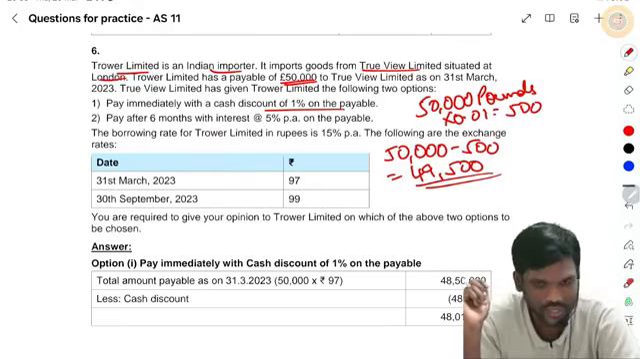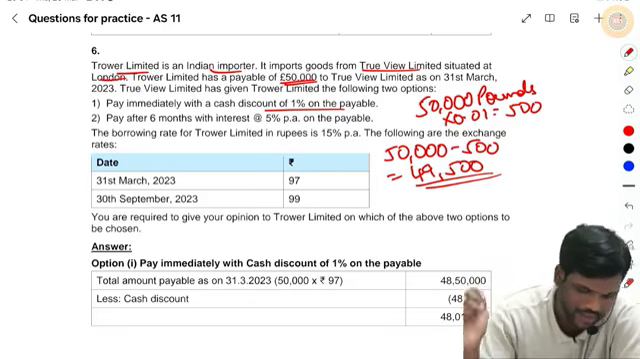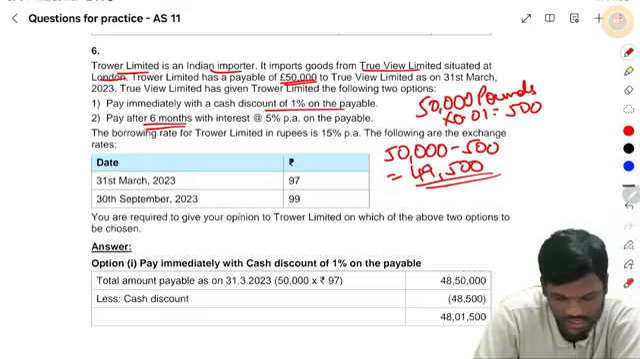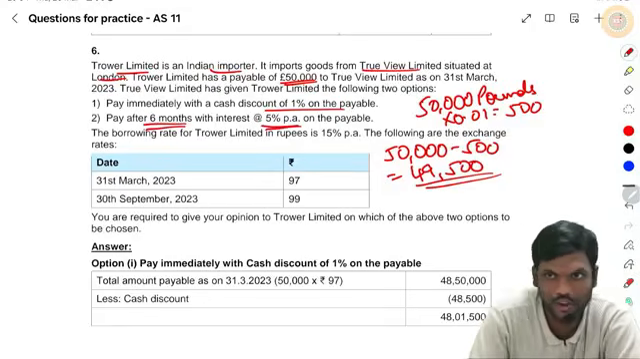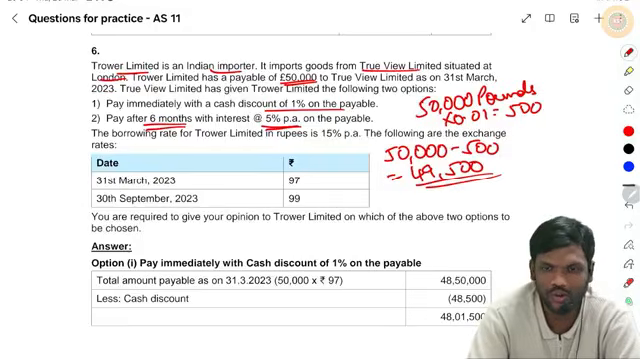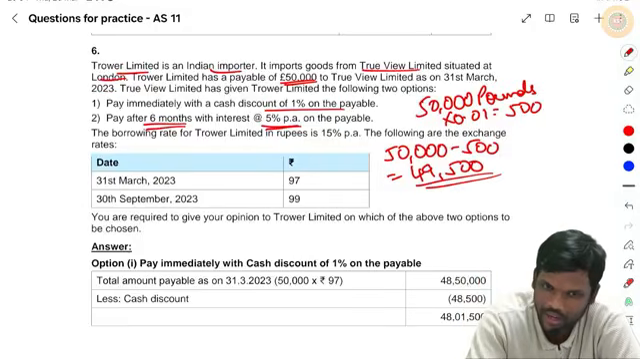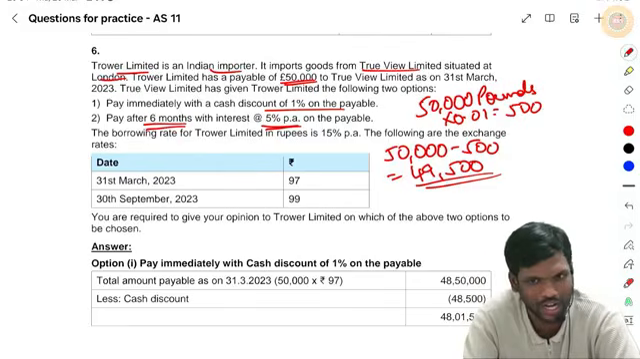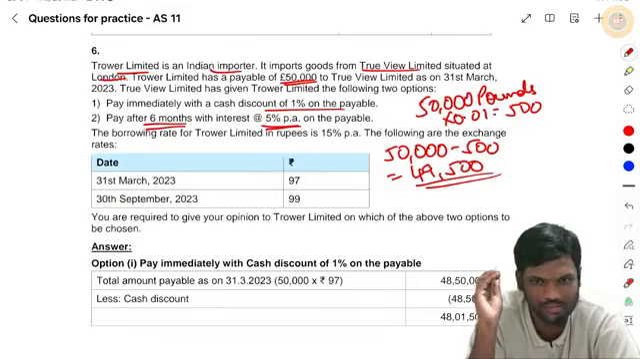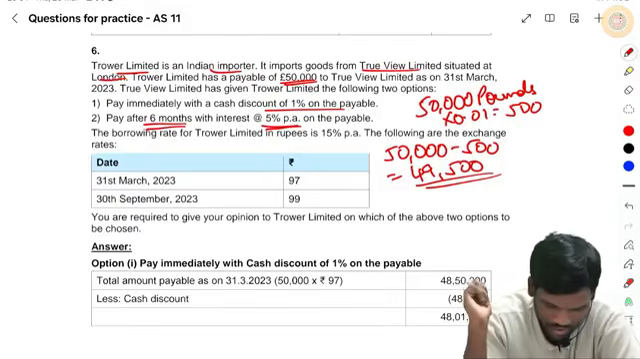This is the first deal. Second deal: you need not pay immediately. Pay me after 6 months. But when you pay late, I will ask for interest. So it is very simple. TrueView is telling Trevor: pay me immediately and I will give you a discount. If you want to delay, that is allowed, but then pay me interest. These are the options given by TrueView to Trevor Limited.